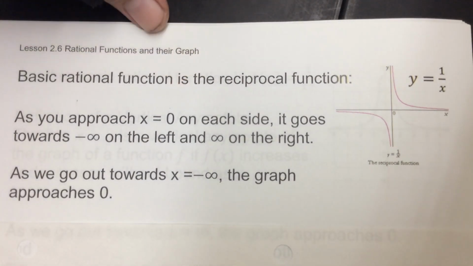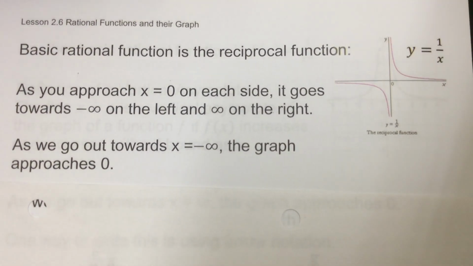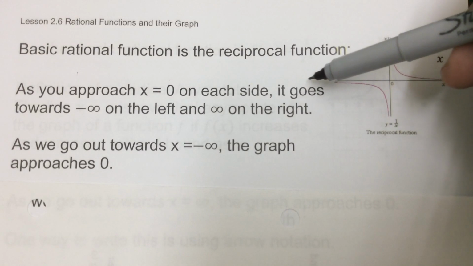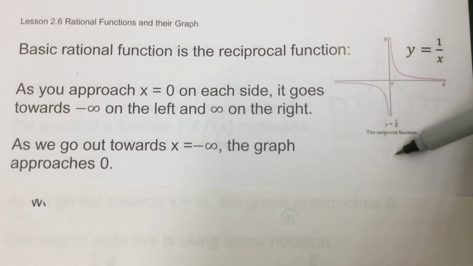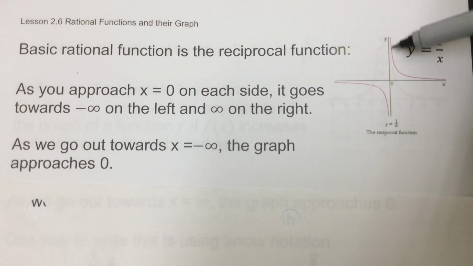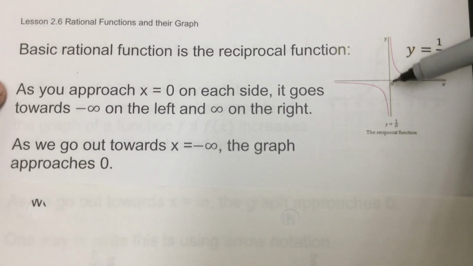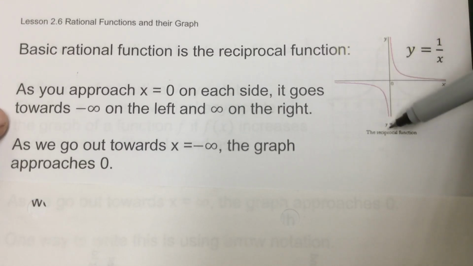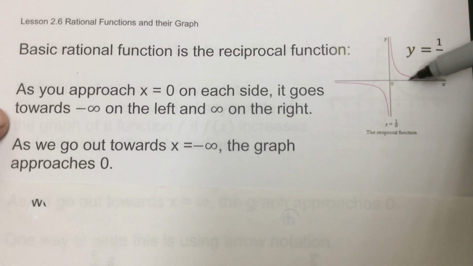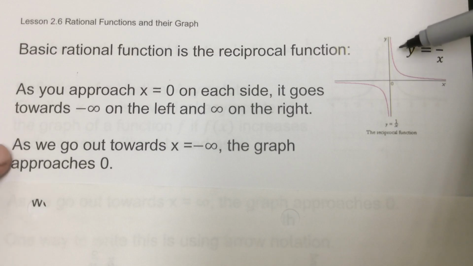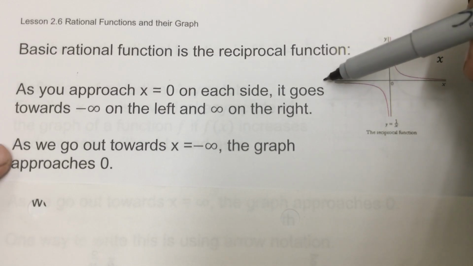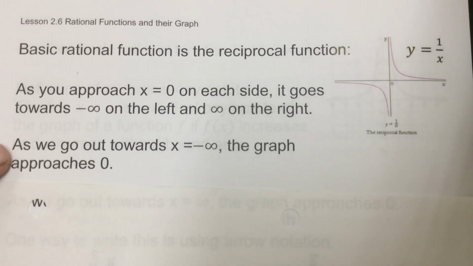Now, your basic rational function is the reciprocal function here, 1 over x. So it's going to look like this. The graph is going to be coming along, we're going to dip down, then all of a sudden we're going to shoot down. From the other side, we come flying down, and then we level off and stay above 0 here. So as we approach 0 on each side, it's going to go to negative infinity on the left. The closer we get to 0, we're going to go down to negative infinity on the left side. As we get close to 0 from the right, we're going to go up. Now, as we go out towards the left, we're going to go towards 0. And as we go to the right, we're going to go towards 0.